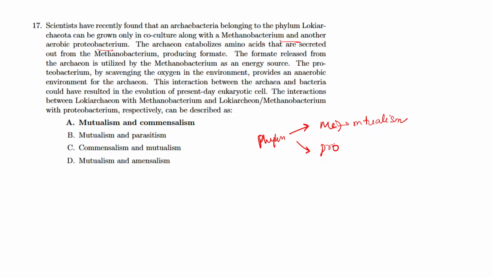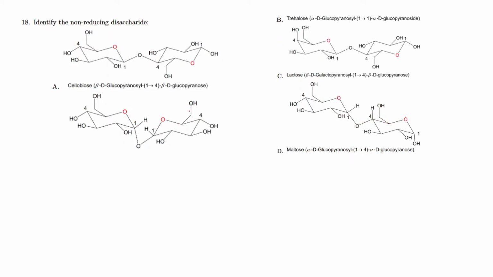So if I talk about the proteobacterium, there is one comment over the proteobacterium, that it produces an anaerobic environment by scavenging oxygen. So only the archaeon is benefited over here, but the proteobacterium is not benefited. So this is a one-sided positive interaction, so we can put this as a commensalism. So I have option A, mutualism and commensalism over here. So moving on to the next question.